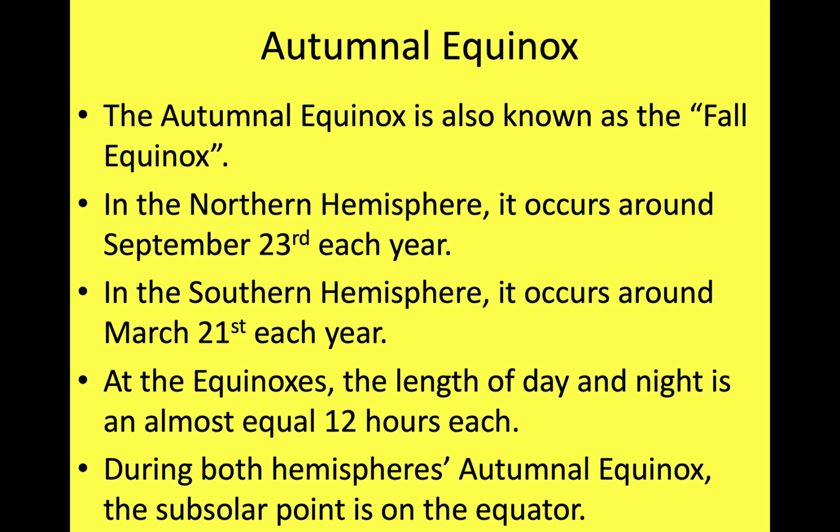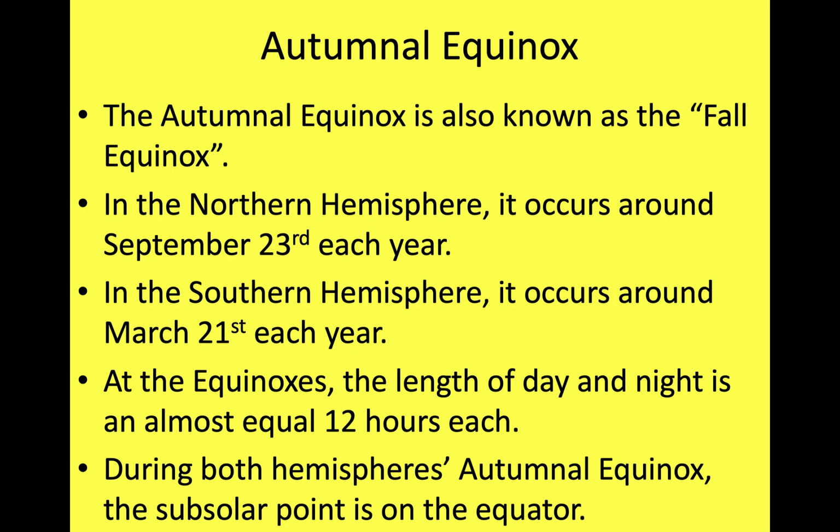All right, autumnal or fall equinox. The autumnal equinox is sometimes also referred to as the fall equinox. Here in the northern hemisphere, it occurs around September 23rd each year. Again, it might be a day or two before or a day or two after the 23rd, but usually it's right around September 23rd. In the southern hemisphere, the autumnal equinox is going to occur right around March 21st.